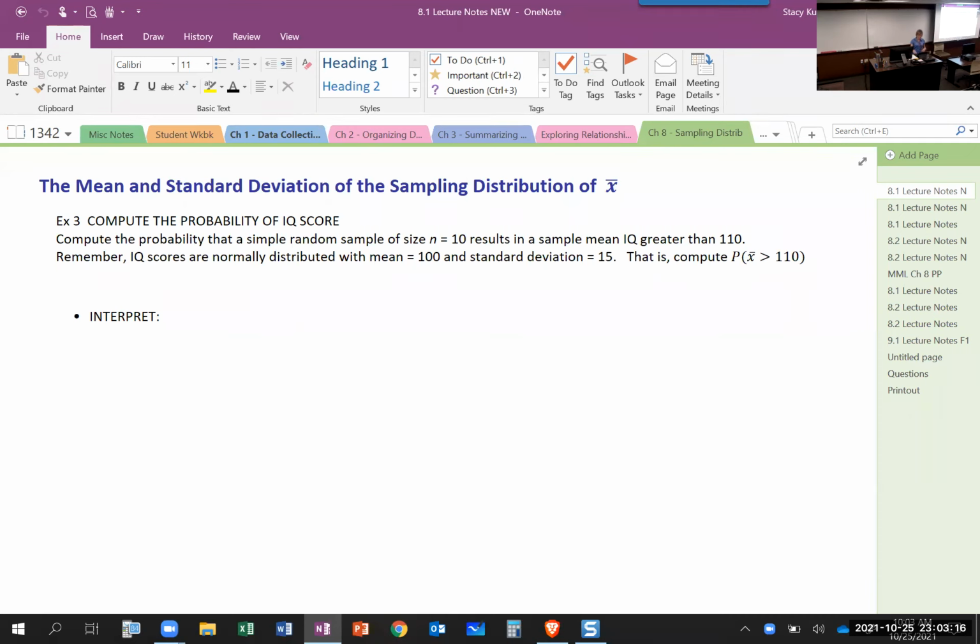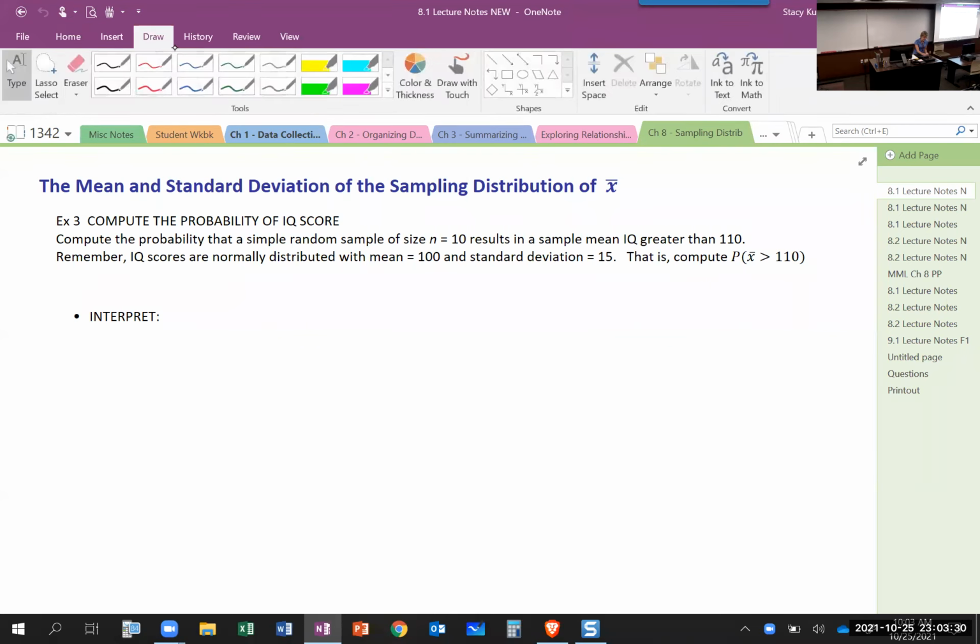What's the likelihood that in my individual sample the mean of my sample of 10 people had a mean greater than 110? Okay, now when we're looking at this, we're going to take this problem, which is a normal distribution type problem, right? Because it tells us in here. All right, so we want to compute the probability. In other words, we're computing this probability statement: what is the probability that the mean of my sample, x bar, is greater than 110?